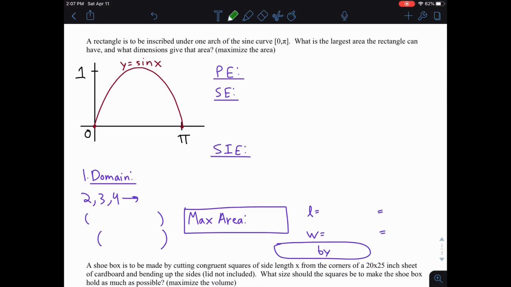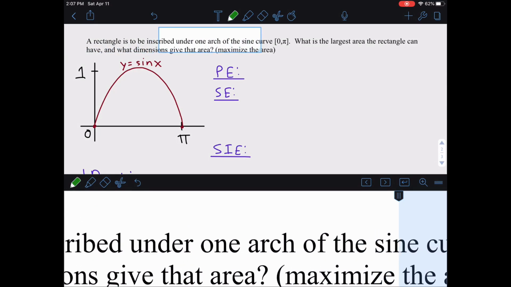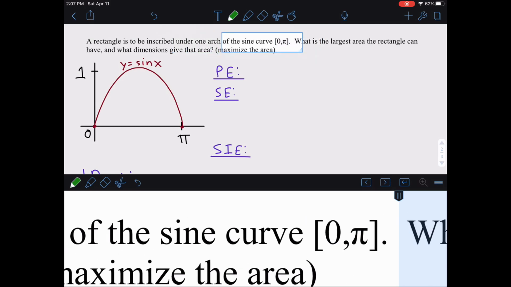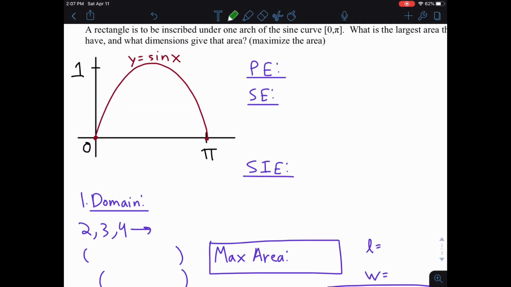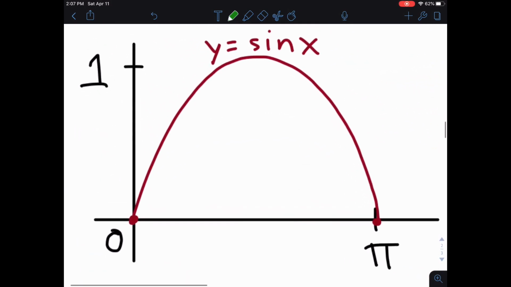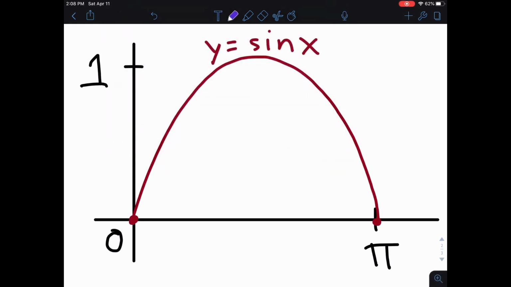So what do we got here? It says a rectangle is to be inscribed under one arch of the sine curve from 0 to pi. Before we look at anything else with the question, I want to talk about what this means. I already have that arch of the sine curve drawn here, so y equals sine of x. That's my curve. From 0 to pi, it's going to look like this. Typically with these sorts of questions, you'll get a picture. It's not guaranteed, but here I decided to give you the picture.